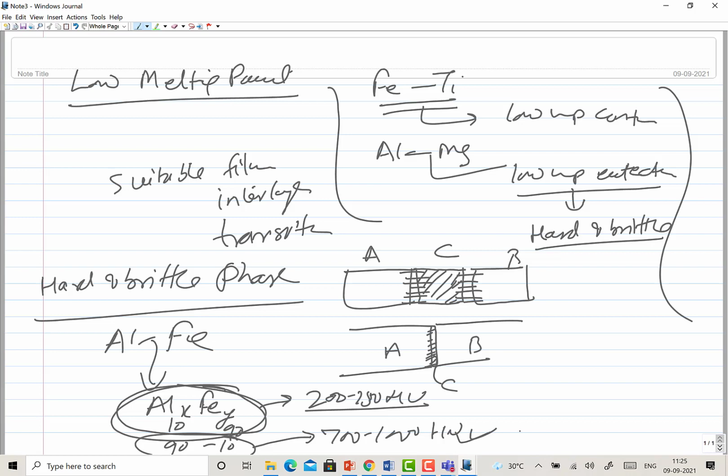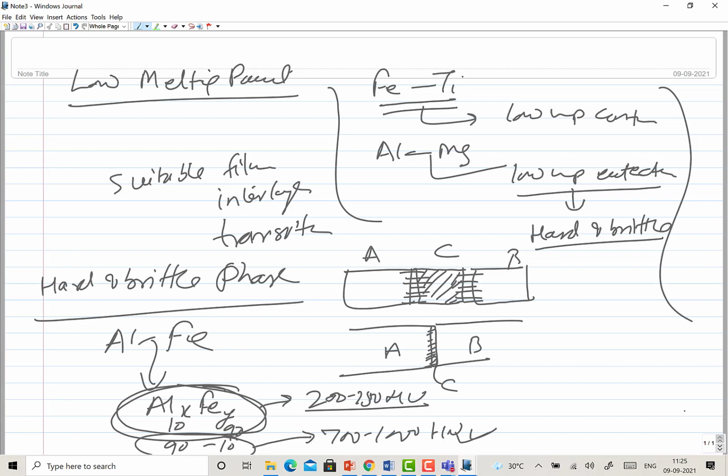So the formation of such hard and brittle IMCs or compounds will certainly degrade the joint qualities, and again we need to use suitable interlayers or a transition metal in between, so that you can develop the joint with reasonably good performance.